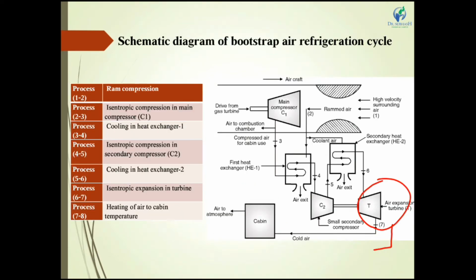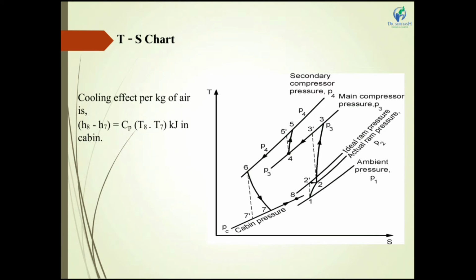Then this air passes through the cooling space, where we require a cooled space or enclosed space, to produce a refrigeration effect inside the room or cabin. This process we denote in the TS diagram as process point 7 to process point 8.